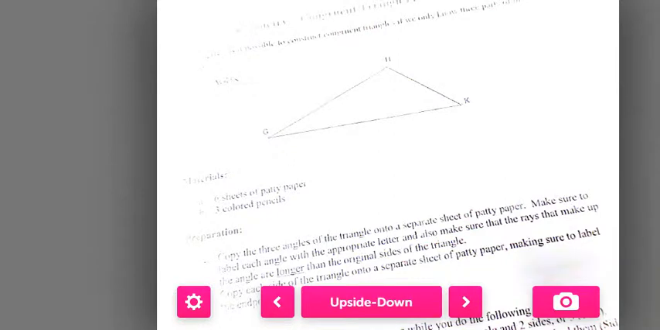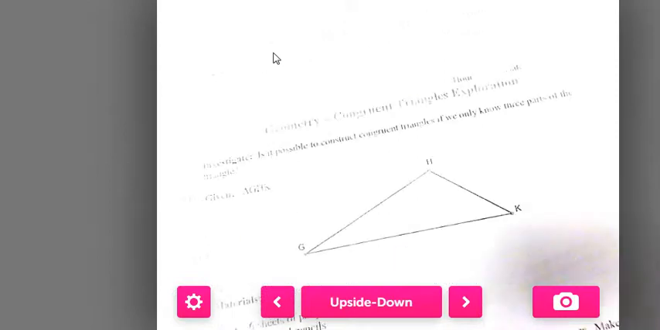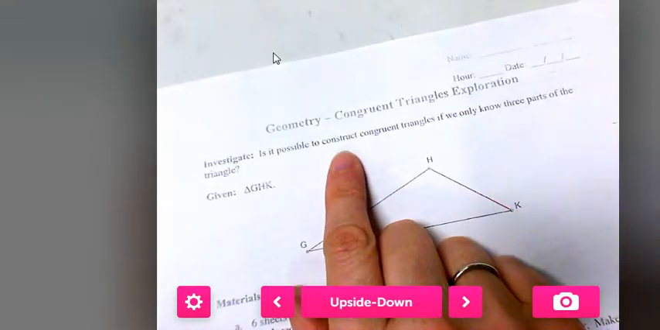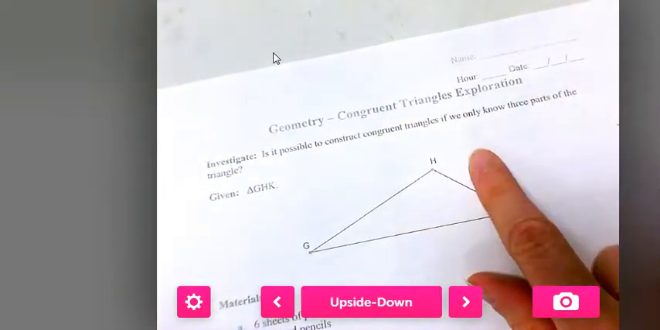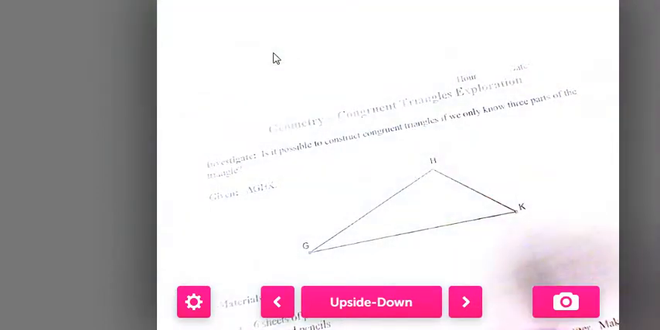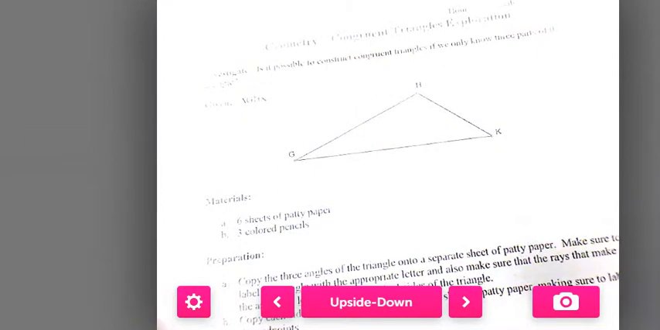All right, so ladies and gentlemen, we're looking right here at, is it possible to construct congruent triangles if we only know 3 parts of the triangles? Okay, so this is really an important thing to listen to because I get a lot of people making mistakes.